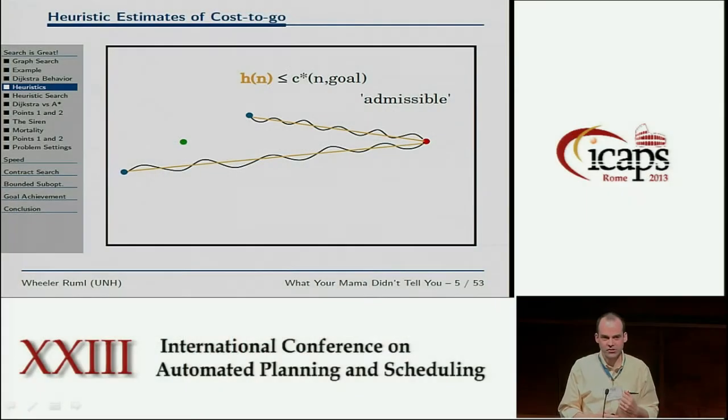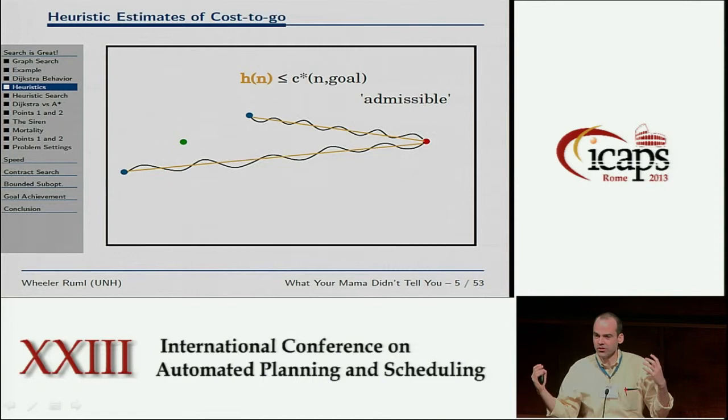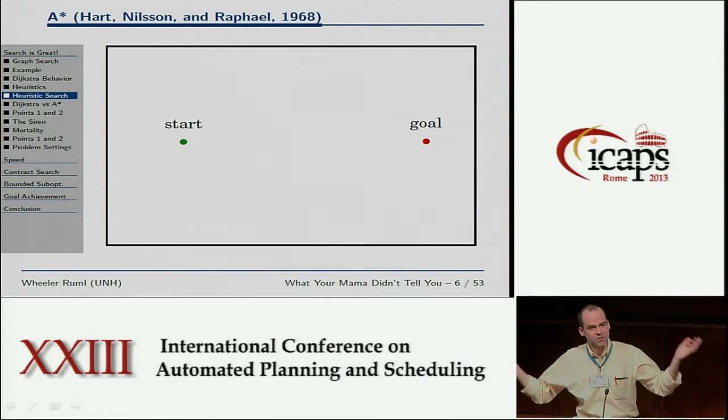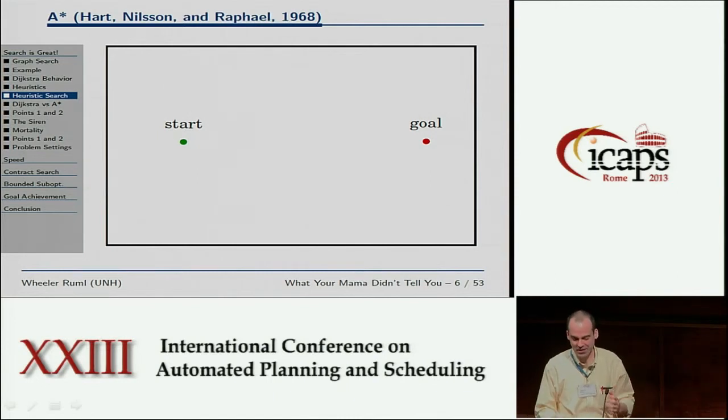Oftentimes these heuristics are underestimates of the true cost, which I'm denoting by C star, the true cost of getting from some node n to the goal, and such heuristics are known as admissible. The A star algorithm is sort of the quintessential heuristic search algorithm. I think it's one of the most beautiful algorithms in all of computer science.